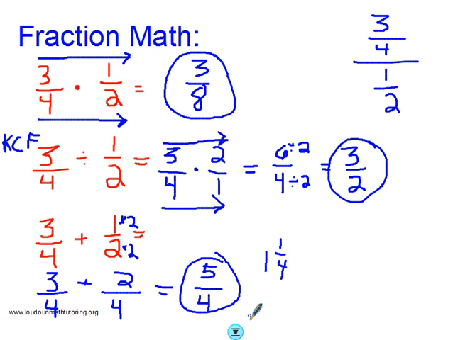Okay, so multiplying and dividing is different than adding and subtracting. If this was a subtraction problem, we would have still gotten our common denominators. We would have had 3/4 minus 2/4, and on the subtraction problem we would have ended up with a 1/4. So subtraction, very similar to addition. You have to get those common denominators and perform your subtraction with the numerator.